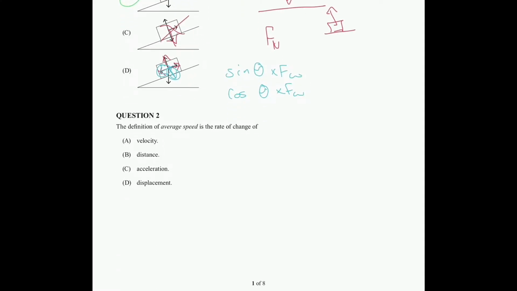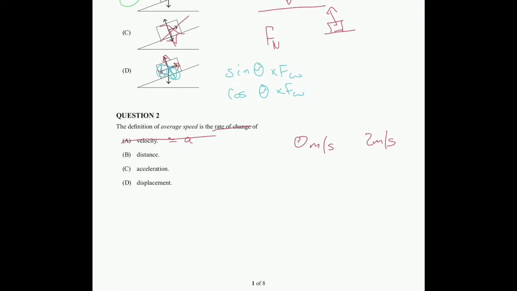Now, moving on to question 2. The definition of average speed is the rate of change of. So let's go through our options. The rate of change of velocity. If it's the rate of change of velocity, we're thinking acceleration. So if your velocity is increasing as it goes from like 0 meters per second up to say 2 meters per second, that velocity is increasing. If velocity increases, it's a rate of change, so it's accelerating. So the rate of change of velocity would equal acceleration. So that's not our answer.